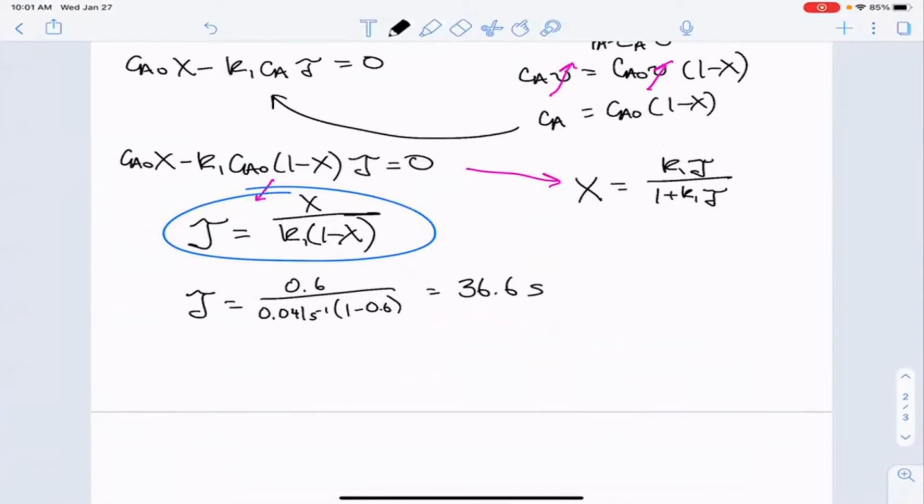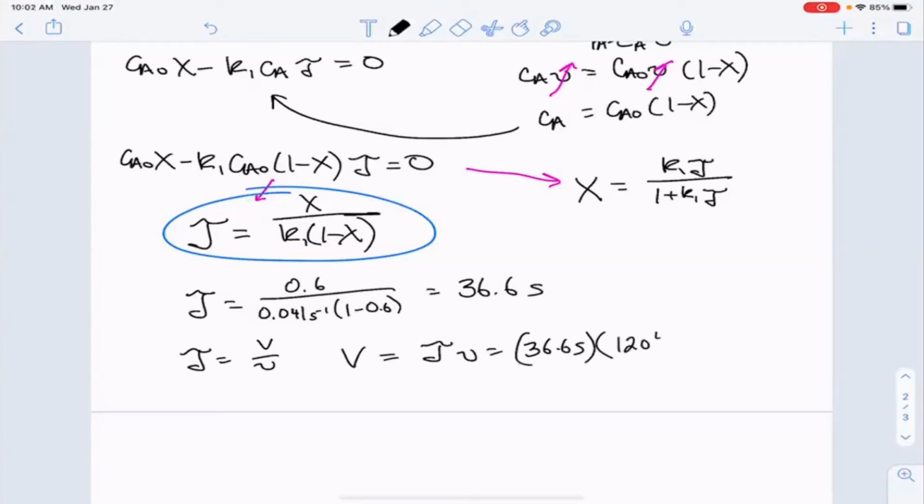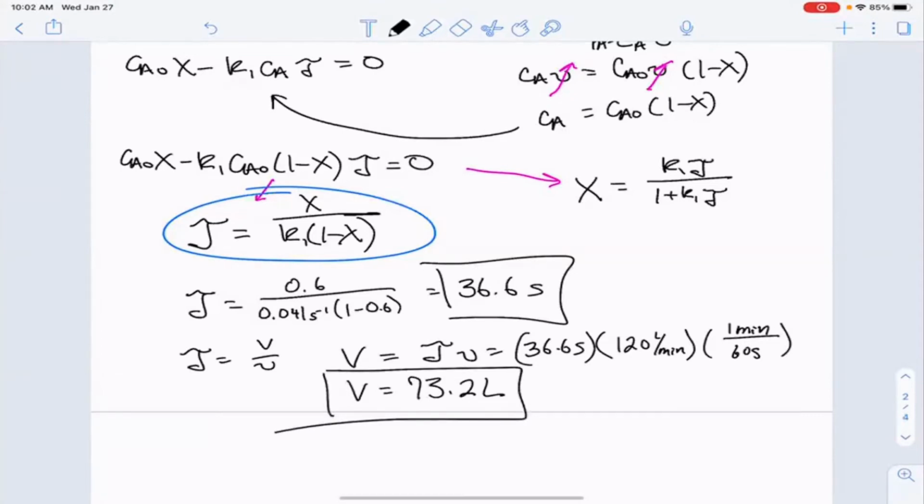Well, we can do that from the definition of the residence time. Remember, tau was V over the volumetric flow rate. So that means the volume of the reactor is the residence time times the volumetric flow rate. And so that's 36.6 seconds times, we're told in the problem that the volumetric flow rate is 120 liters per minute. And now we just have to convert minutes to seconds, right? And we know that in 1 minute there are 60 seconds. So we can find that the volume of our reactor then is 73.2 liters. So there's our residence time, and there's our volume.